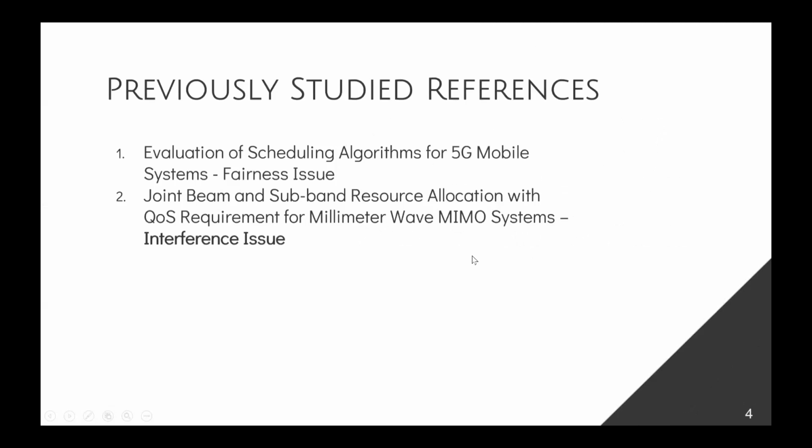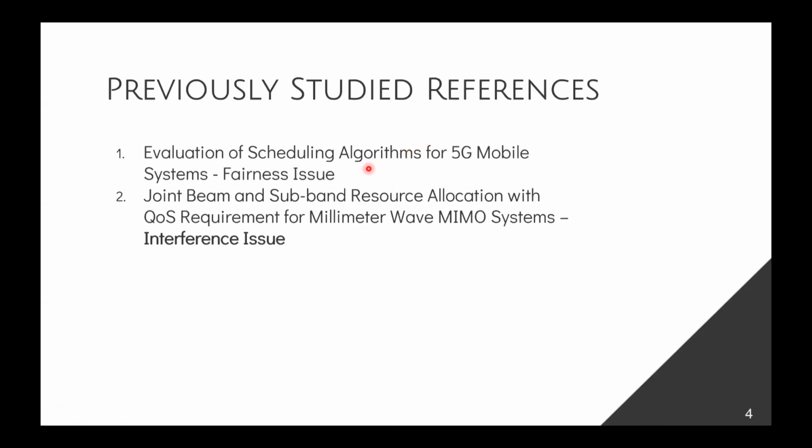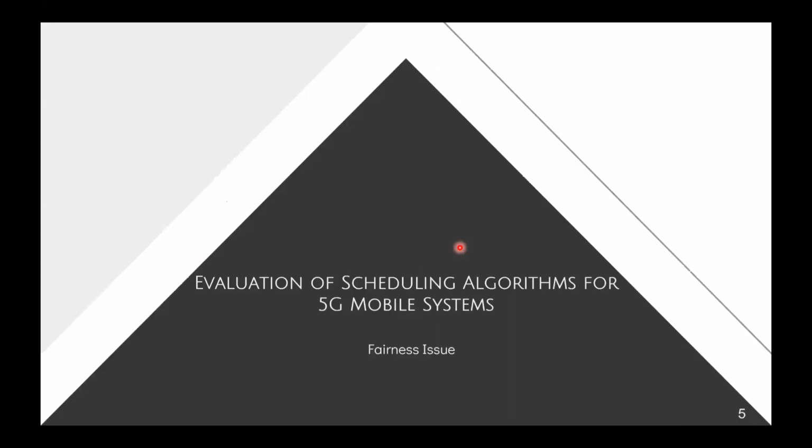For related resources, there are two papers that I studied. First is the evaluation of scheduling algorithms for 5G mobile systems, and this one raised the issues of fairness. The second one is resource allocation for millimeter wave MIMO systems, and this one raised the interference issues, which is also related to the QoS requirement. First, we will discuss the fairness issues.